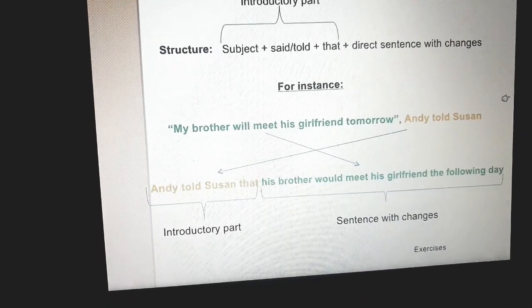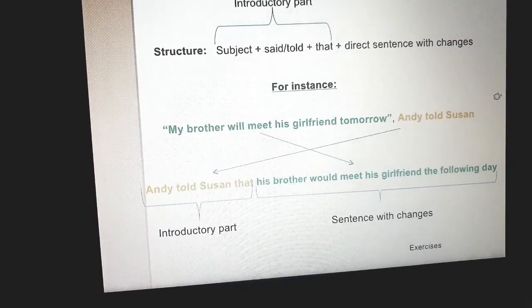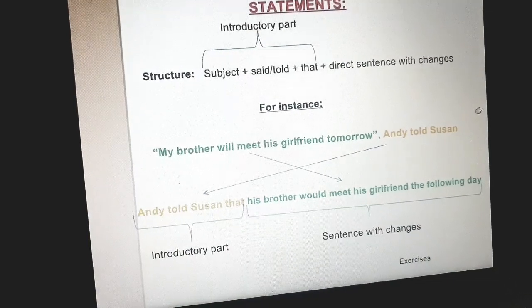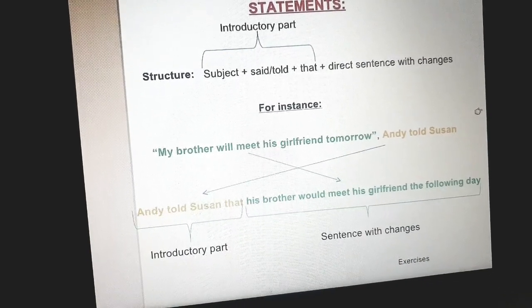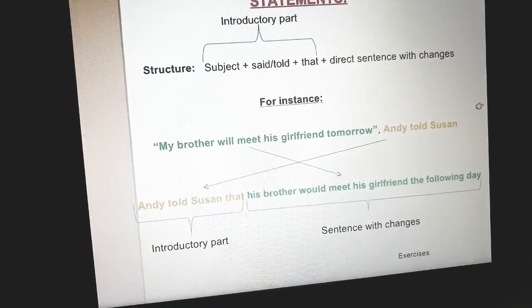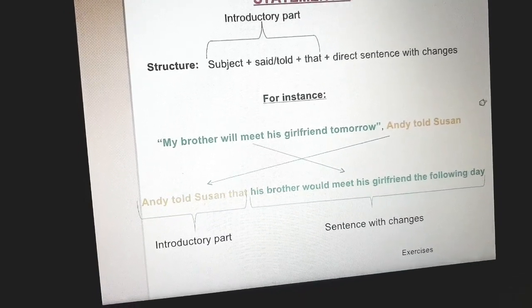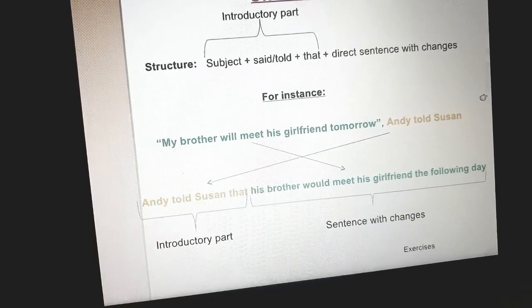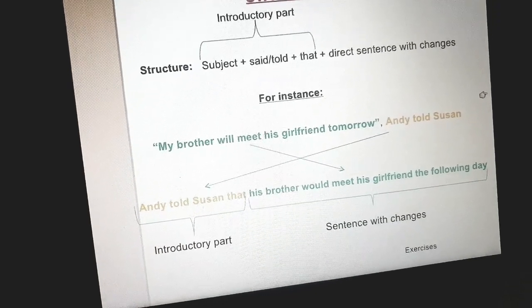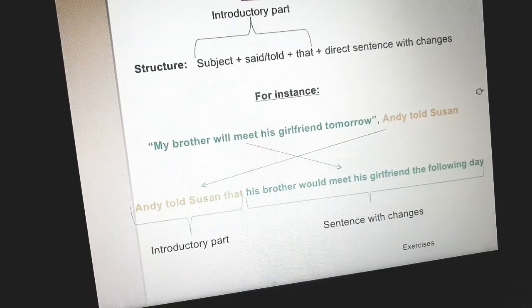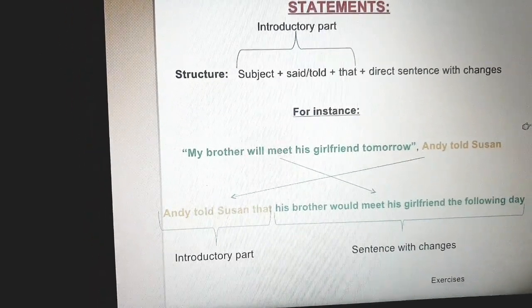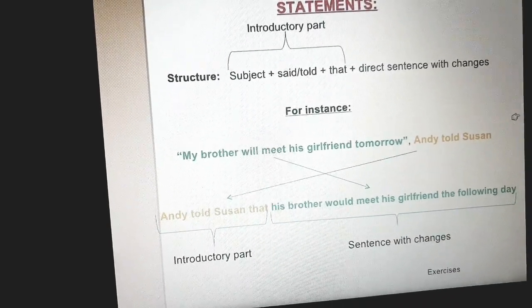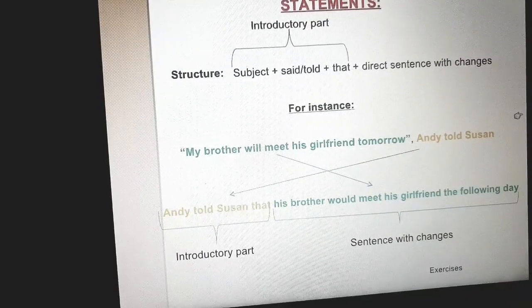So I can say Andy told Susan his brother would meet his girlfriend the following day. I can use that and I can use it without that. Notice that we changed my to his, and will changed. We change will to what? Verb 1 remains verb 1. His girlfriend remained the same, and tomorrow changes into what? Into the following or the next day. This part of the sentence we call the sentence with a change.